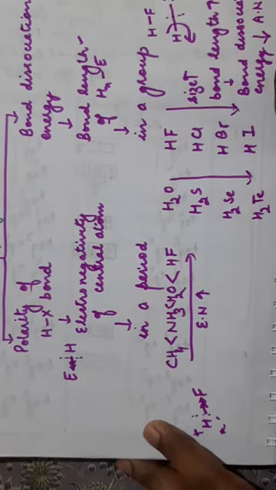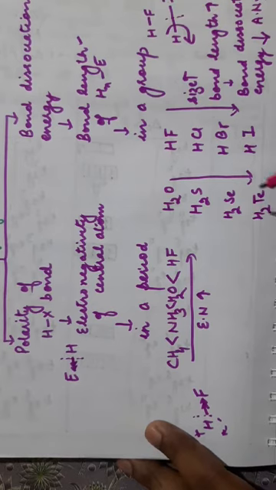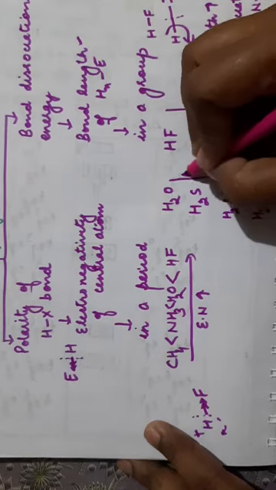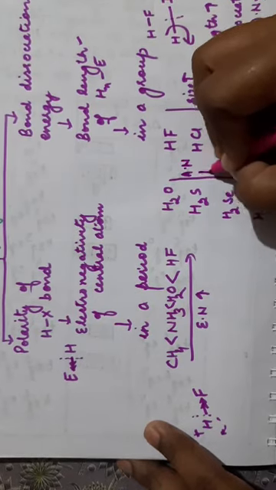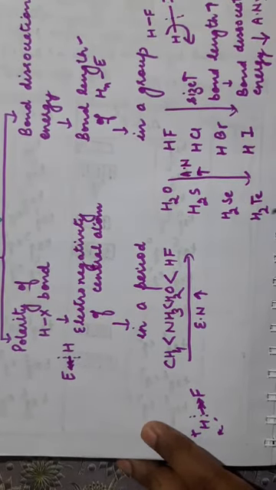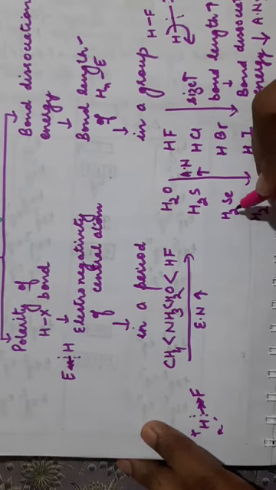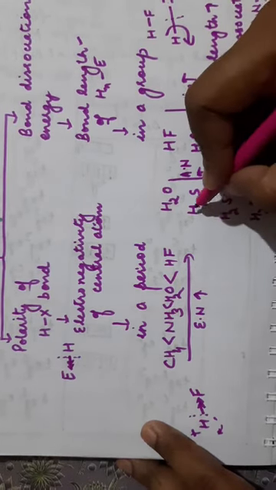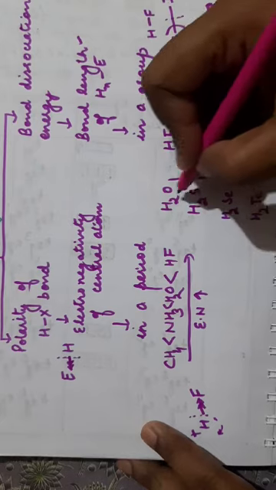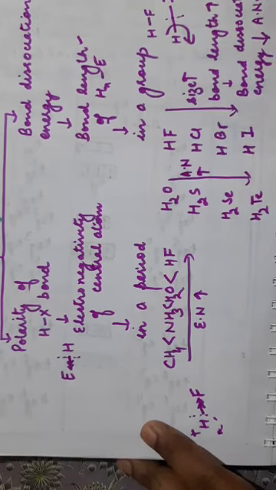Bond length increase means bond dissociation energy will decrease. So the release of proton will become easier. So acidic nature will increase down the group. Clear? So H2Te is much more acidic than H2Se. It is much more acidic than H2O. It is about a million times stronger acid than water.